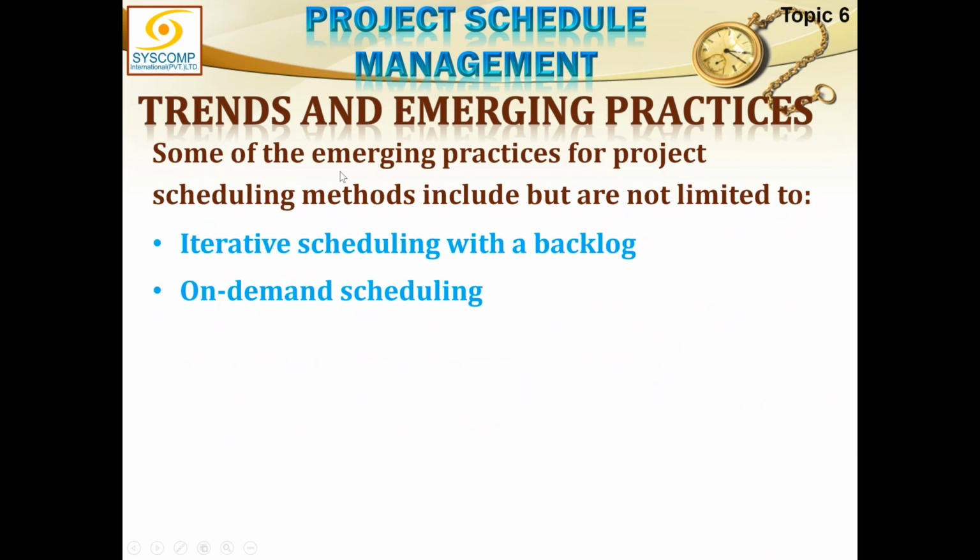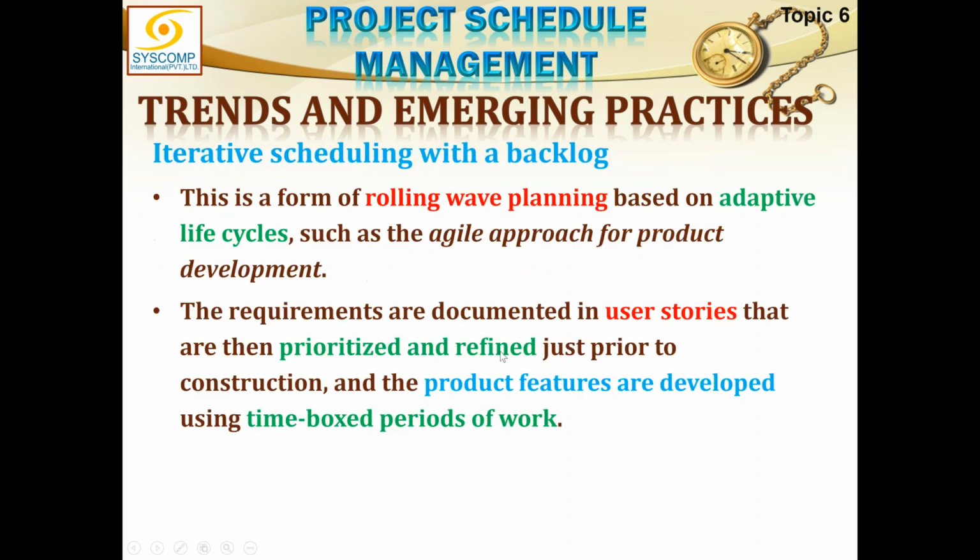Okay, I just started off with the trends and emerging practices. I said in today's fast changing world, where there is a need for a lot of change and a lot of flexibility, as well as we need to be fast, and do the things in a very liquid state. So we have two methods to do it. One is iterative scheduling with a backlog, and the other is on-demand scheduling. Let me explain each one of them.